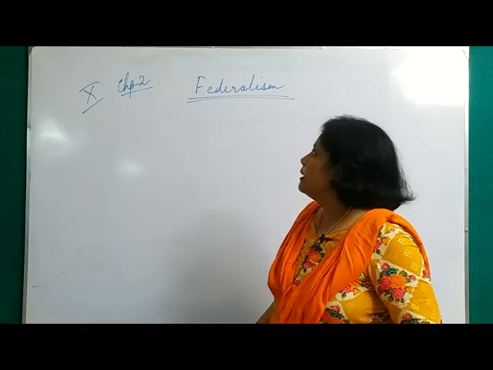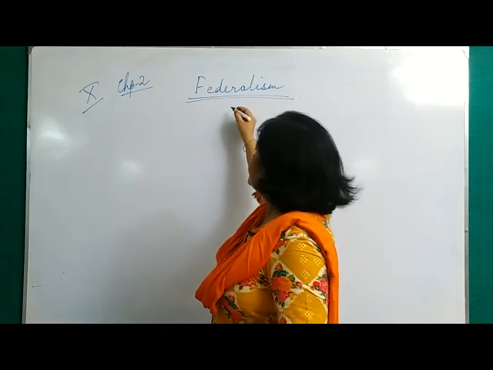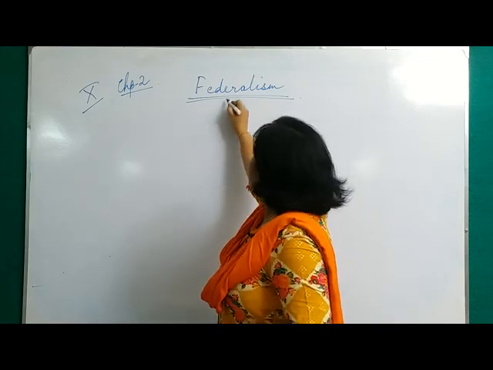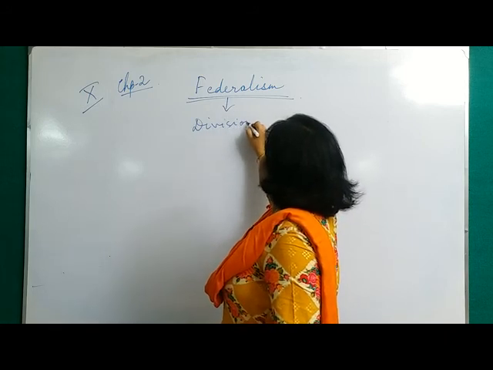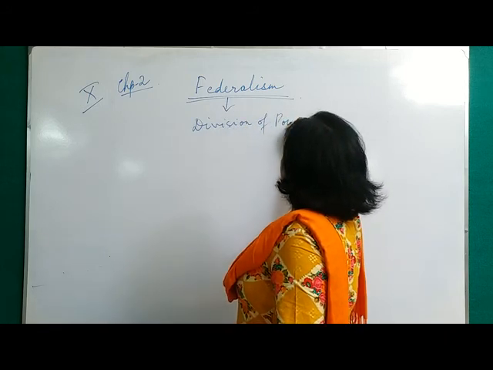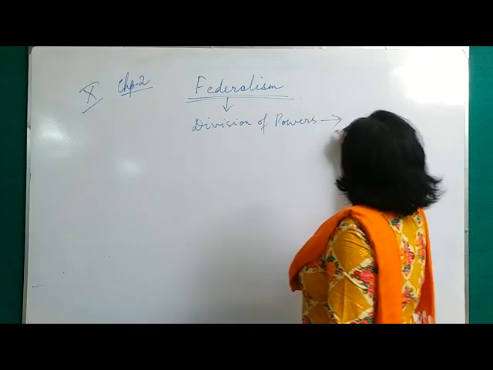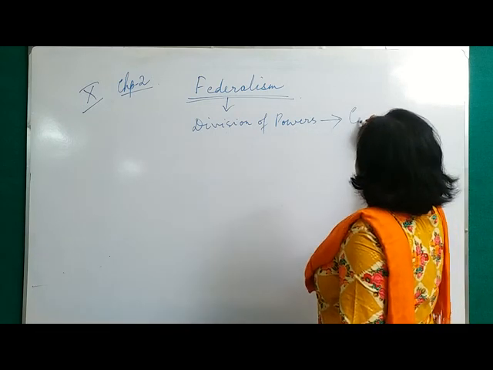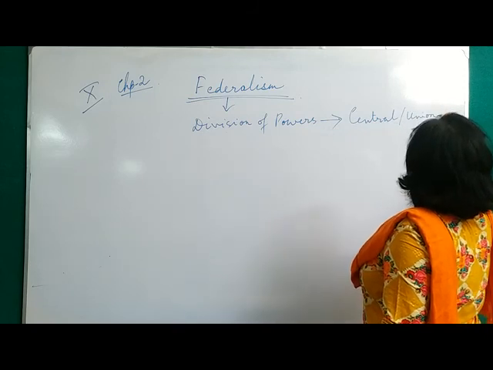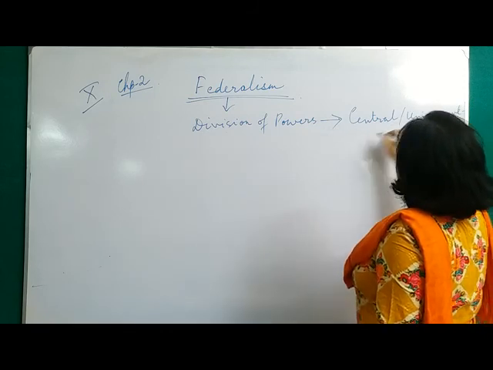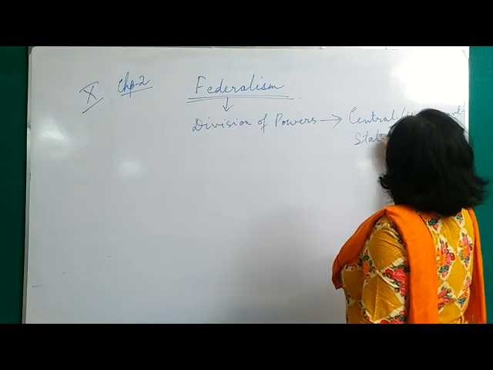Now we will see that in a federal state, as I have told you, there is division of powers. And this division of powers takes place between two sets of government, that is the central government or the union government, and then the state governments.